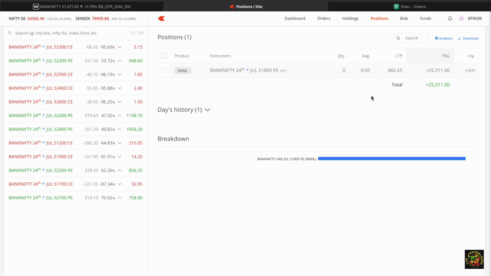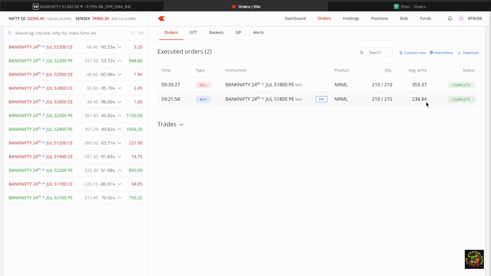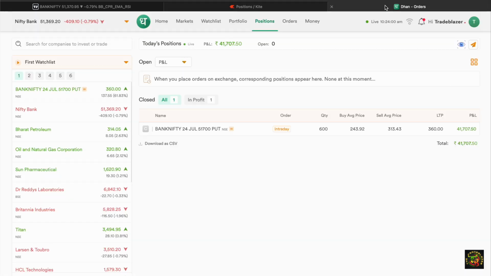We made a profit of about 25,000 for the day in Zerodha, and we captured more than 120 points in this trade. And we made a profit of around 42,000 in Dhan, and captured around 70 points in this trade as well with 600 quantity. So overall we made a profit of about 67,000 for the day. Without any further ado, let's dive into our live trading session and see how we manage the trades there. Thank you. See you there.